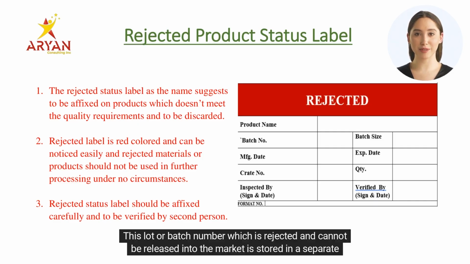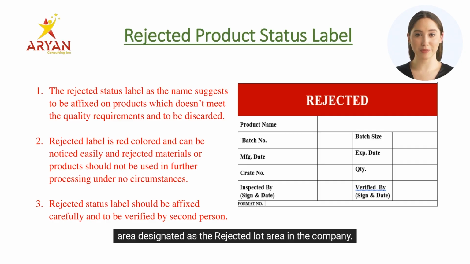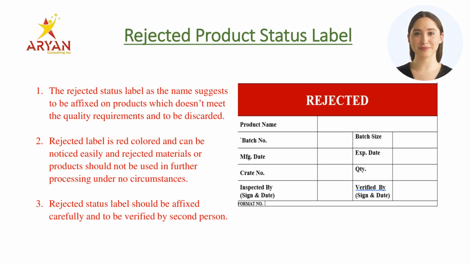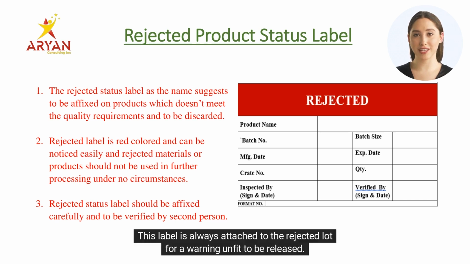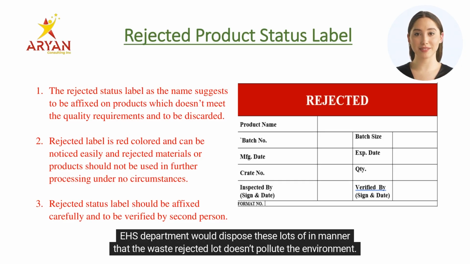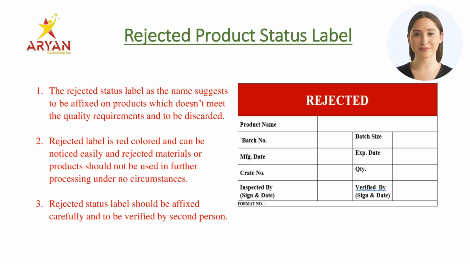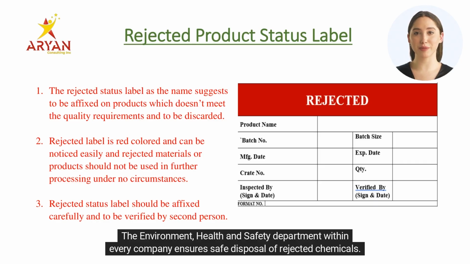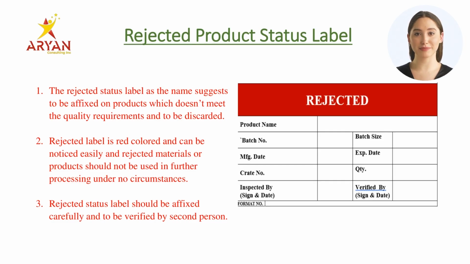This lot or batch number which is rejected and cannot be released into the market is stored in a separate area designated as the rejected lot area in the company. A rejected label is always in red color. This label is always attached to the rejected lot as a warning that it is unfit to be released. The EHS department would dispose of these lots in a manner that the waste rejected lot doesn't pollute the environment. The environment, health and safety department within every company ensures safe disposal of rejected chemicals.